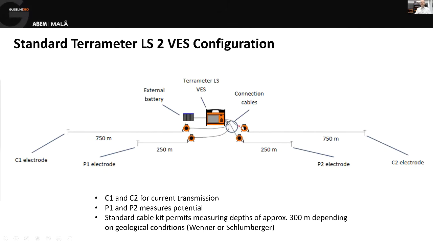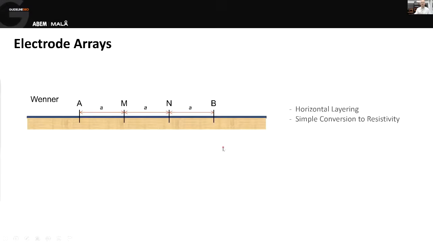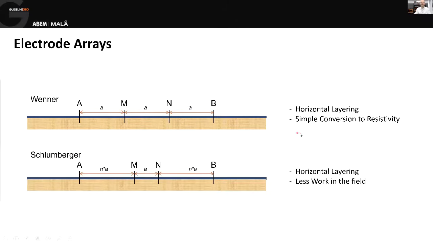So there are 2 very long cable drums for the outside electrodes, the current electrodes, and 2 shorter cable drums that we use for measuring the voltage at the center. We can then decide whether we use what's called a Wenner measurement, we talked about him earlier, or a Schlumberger measurement. They are both excellent for finding horizontal interfaces, so horizontal layers.